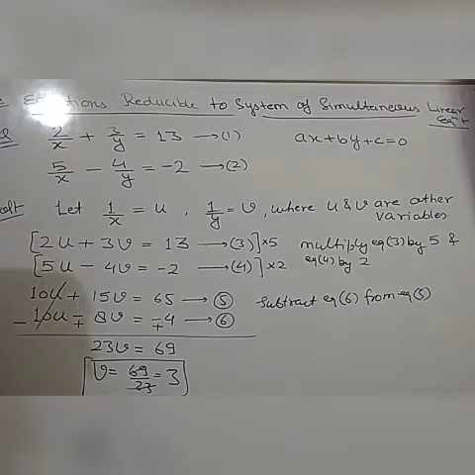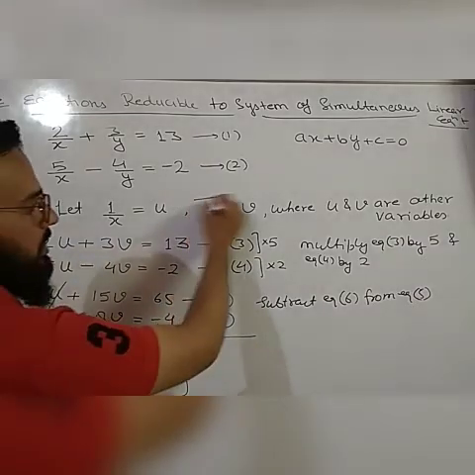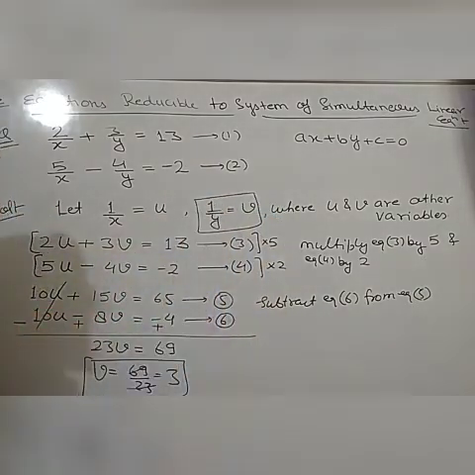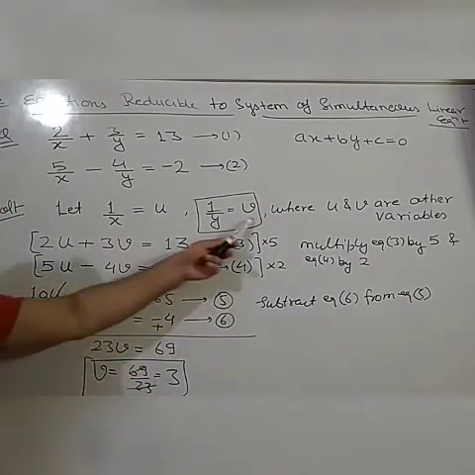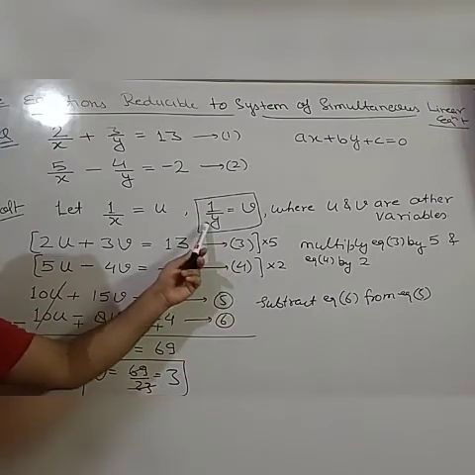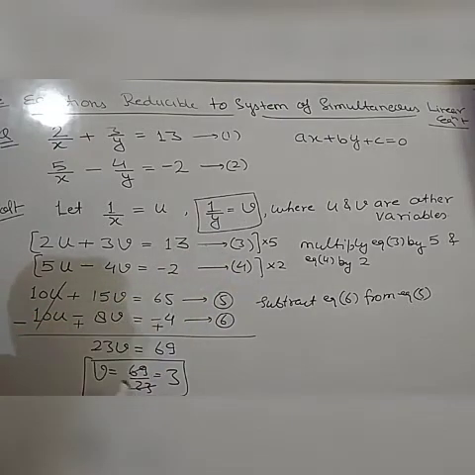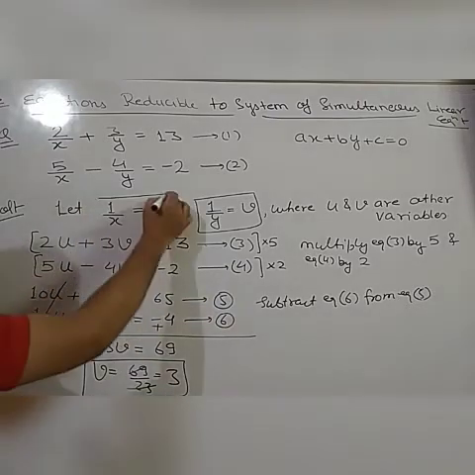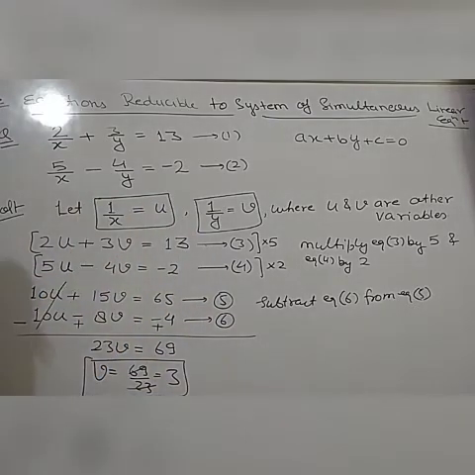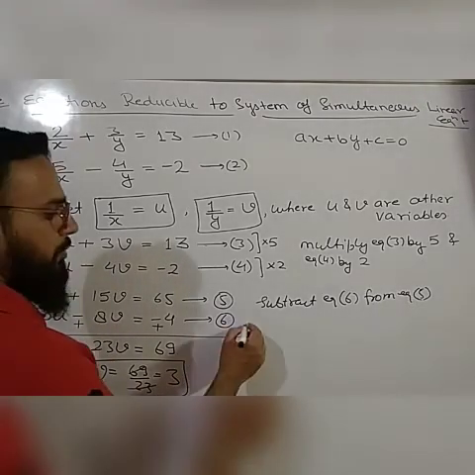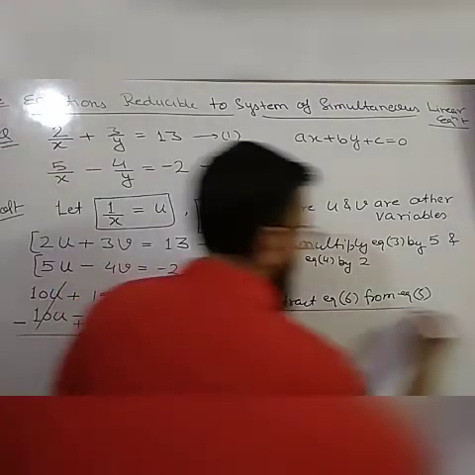Okay, so now what we will do? We will put the value of v in this term, because v is depending on y. V is inverse of y. So v will be equal to 1 upon y and u will be equal to 1 upon x. So first we have found the value of v. Let us calculate the value of u also.